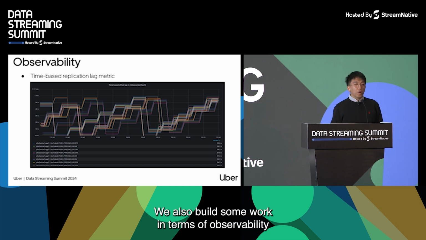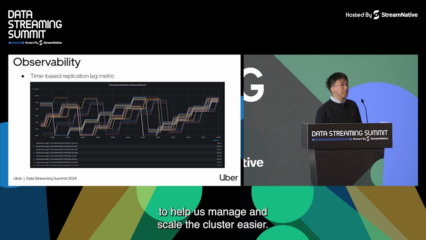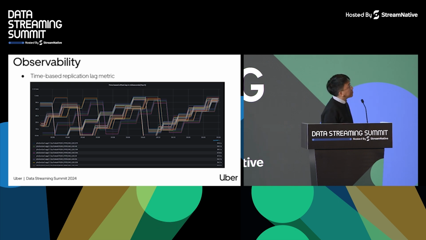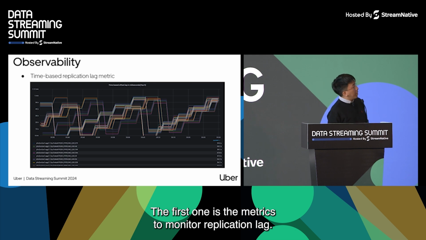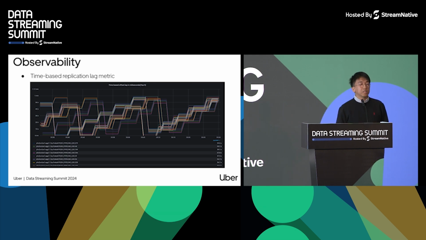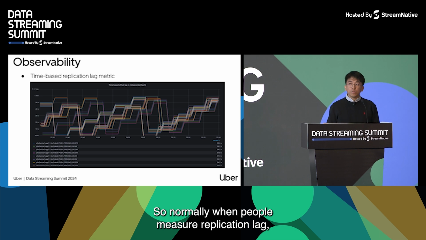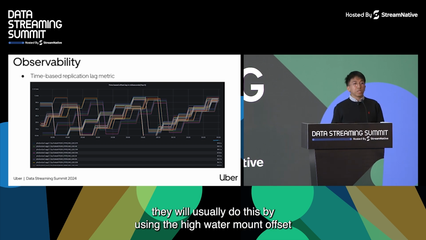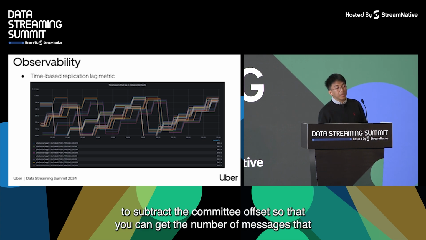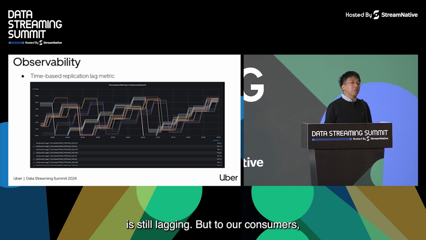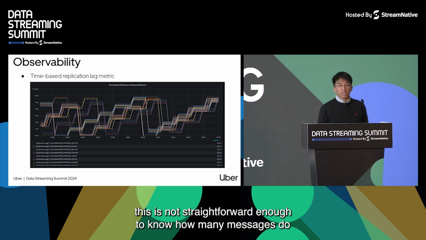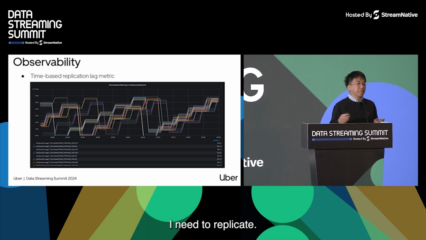we are able to scale the cluster according to the growing number of topics. But that's not enough. We also built some work in terms of observability to help us manage and scale the cluster more easily. The first one is the metrics to monitor replication lag. Normally when people measure replication lag, they usually do this by using the high watermark offset to subtract the committed offset so that you can get the number of messages that are still lagging. But to our consumers, this is not straightforward enough to know how many messages they need to replicate.